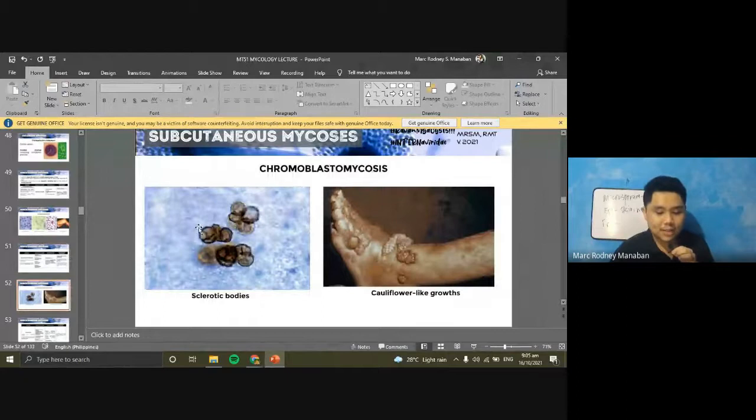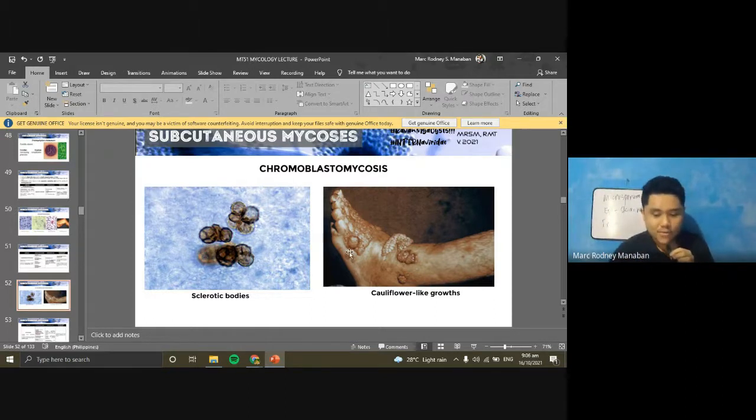As you can see, sclerotic bodies. They have horizontal and vertical septations or lines. That's what muriform means. When you say muriform, it has both horizontal and vertical divisions. It's arranged that way, with horizontal and vertical septations or divisions.